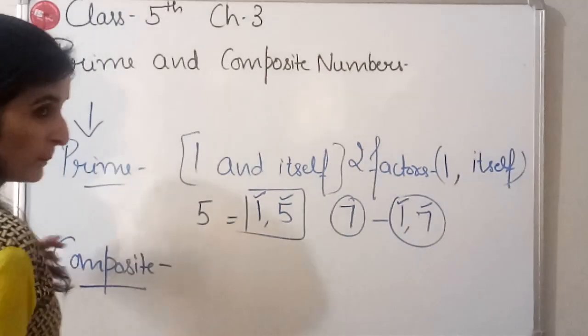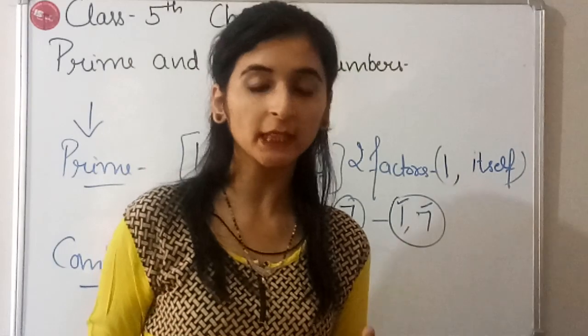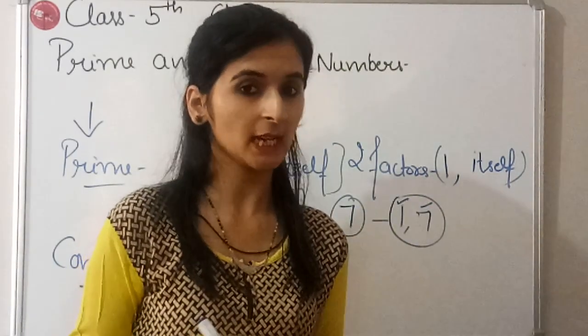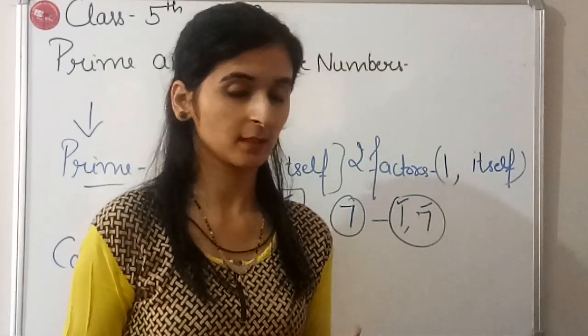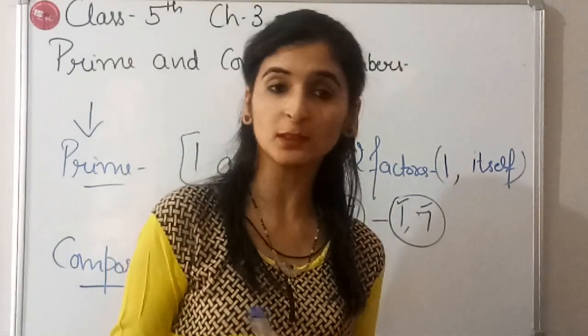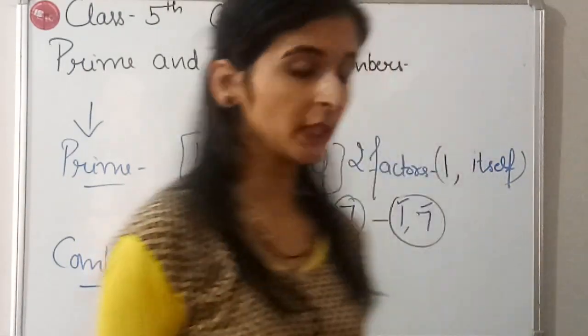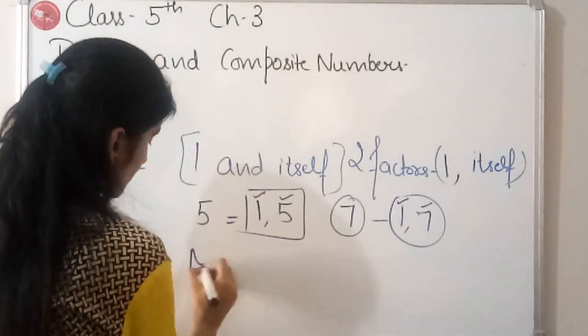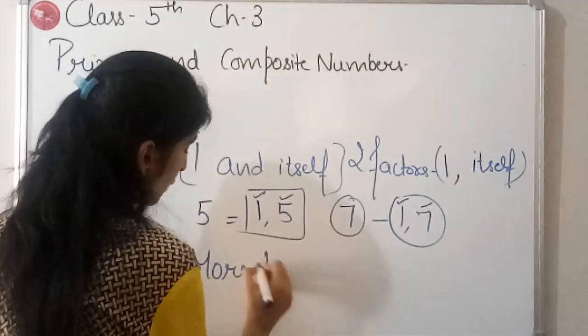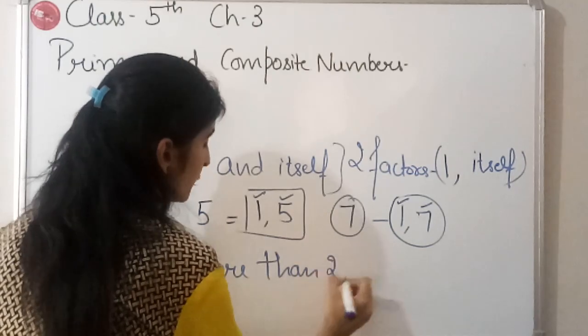a number which has more than 2 factors, or we can say a number which is not a prime number, is called a composite number. So composite numbers have more than 2 factors.